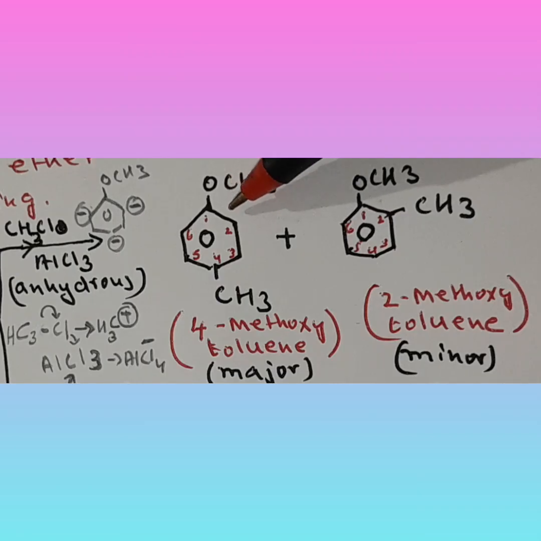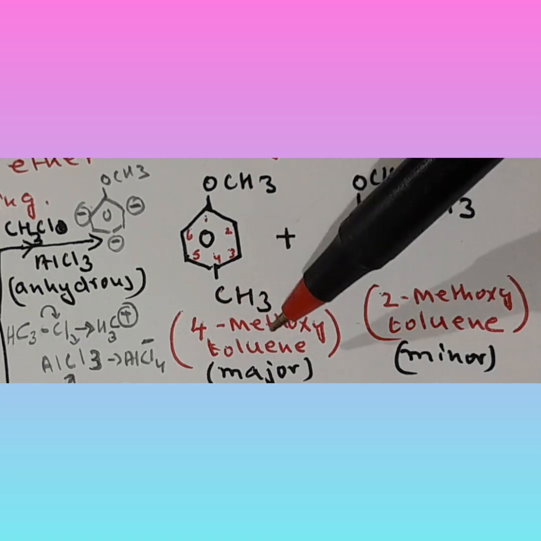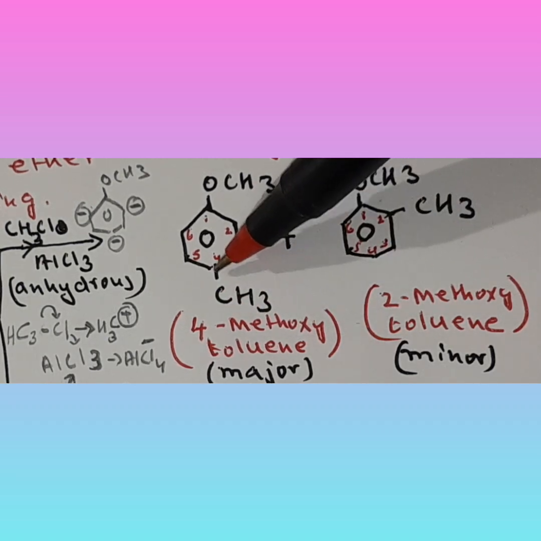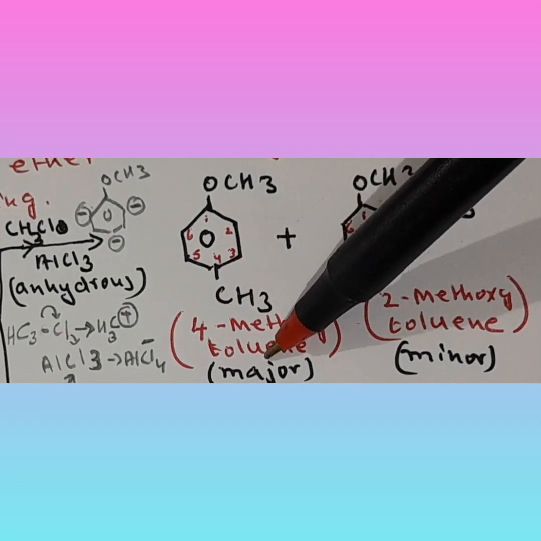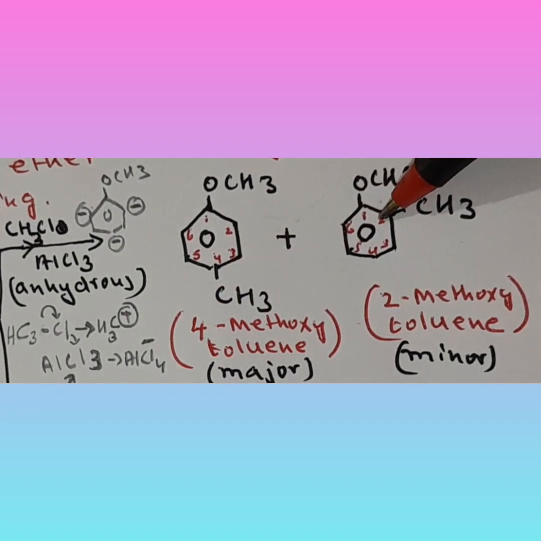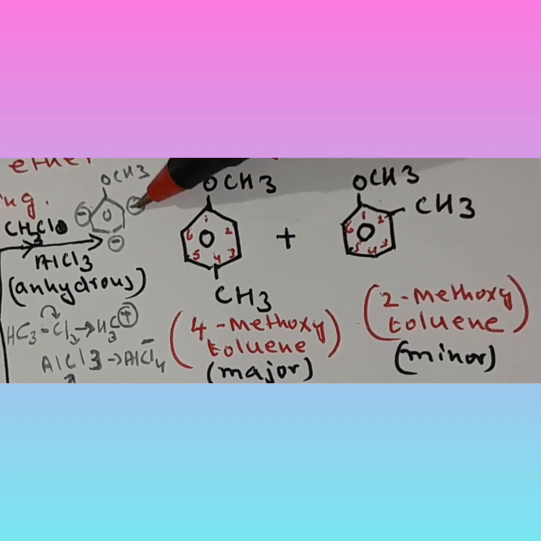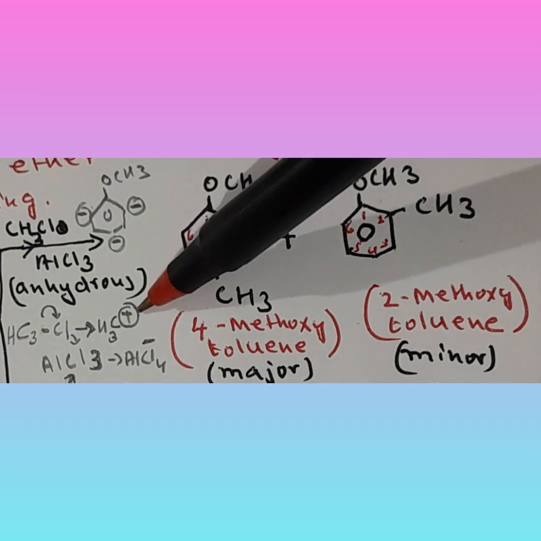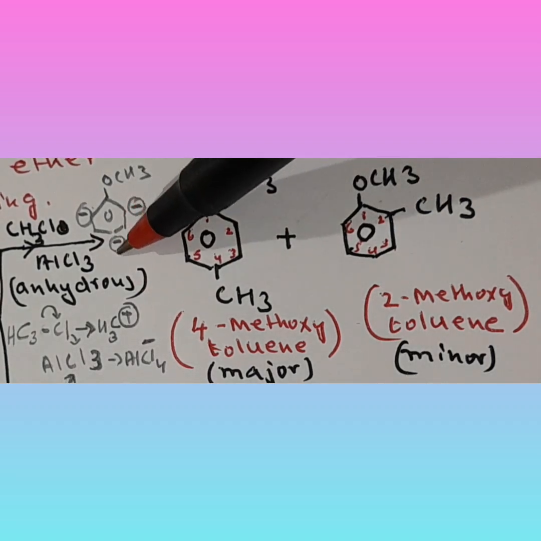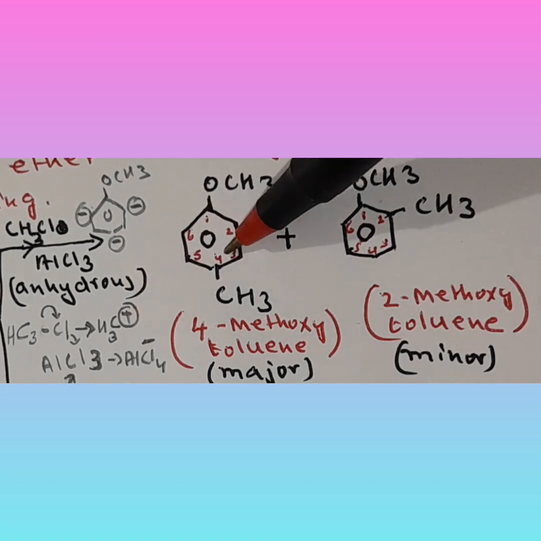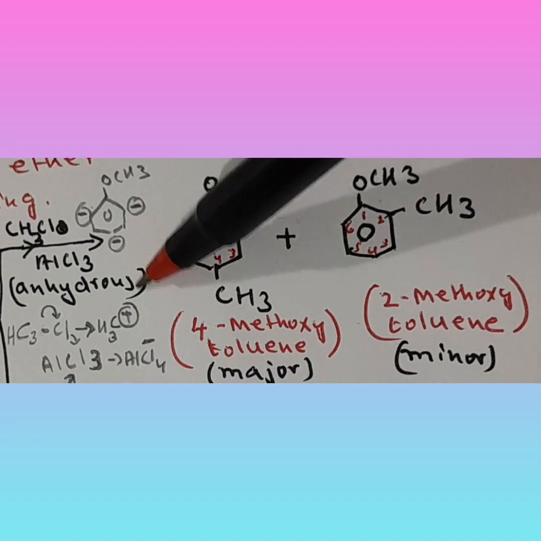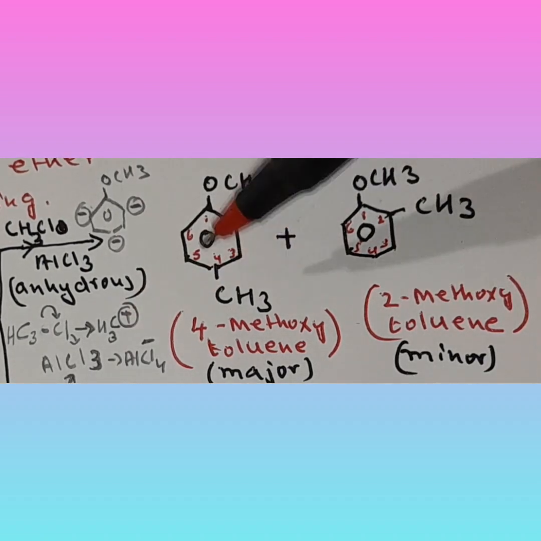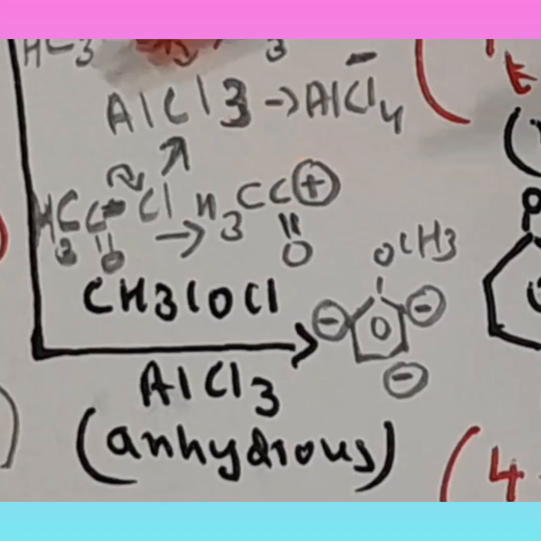So what we end up with is 4-methoxytoluene, that is para, methoxytoluene as major, and minor would be 2-methoxytoluene, that is ortho. Alright, so this attack would be minor, this attack would be major, this attack would be minor, and this attack would be major.